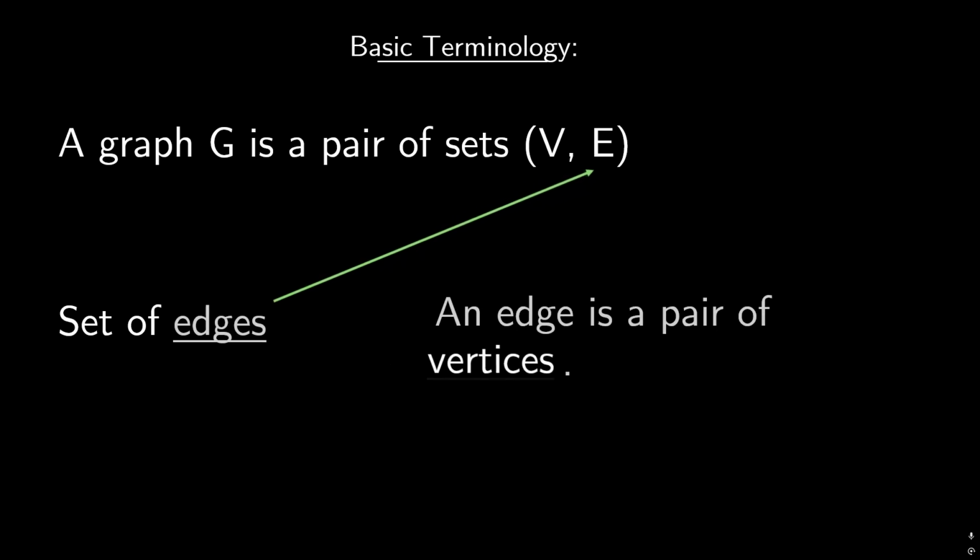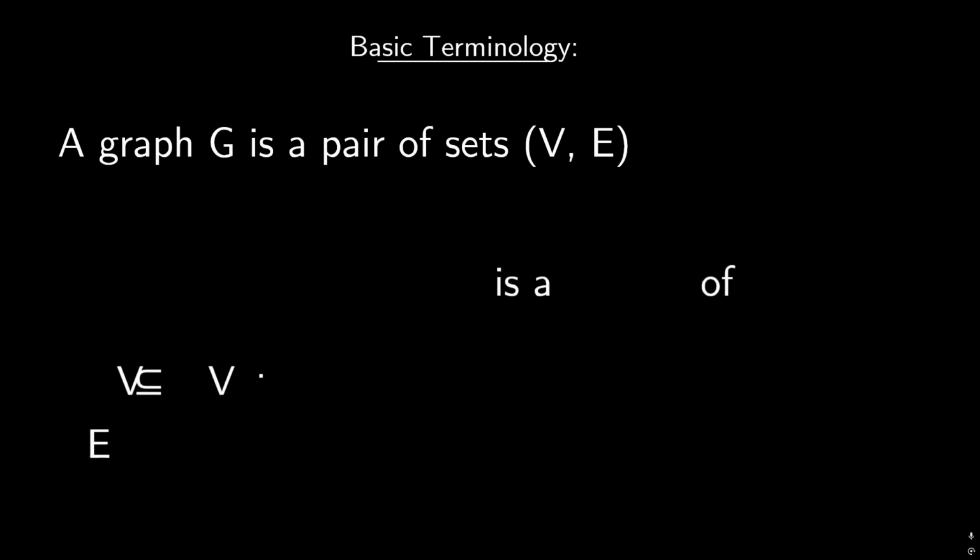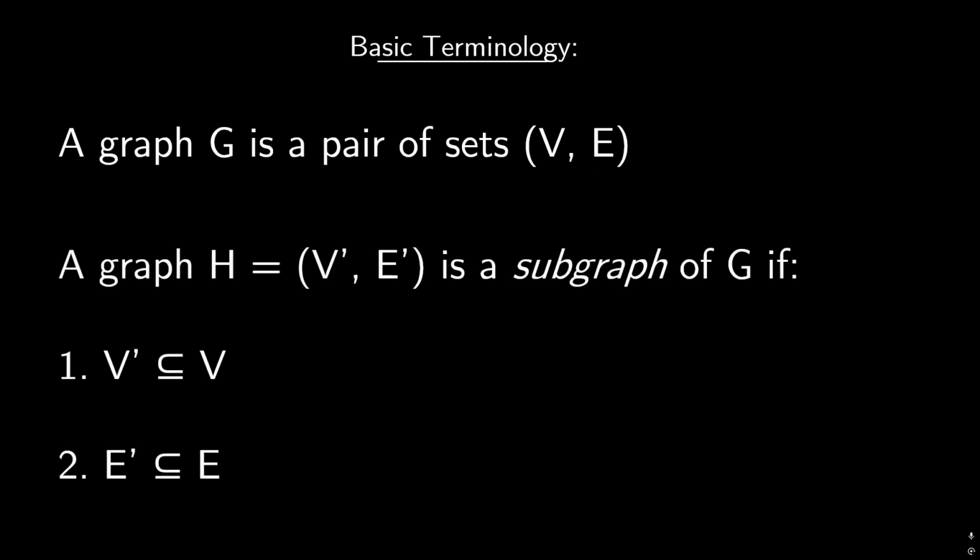The second set is the set of edges. An edge, to be clear, is a pair of vertices. I'll show you an example in a little bit. Since E is a set of edges, you can think of E as a subset of V times V. One more thing to take note of: we say that a graph H is a subgraph of G if H only takes nodes from V and only takes edges from E. So think of a subgraph as an intuitive way of saying subset.